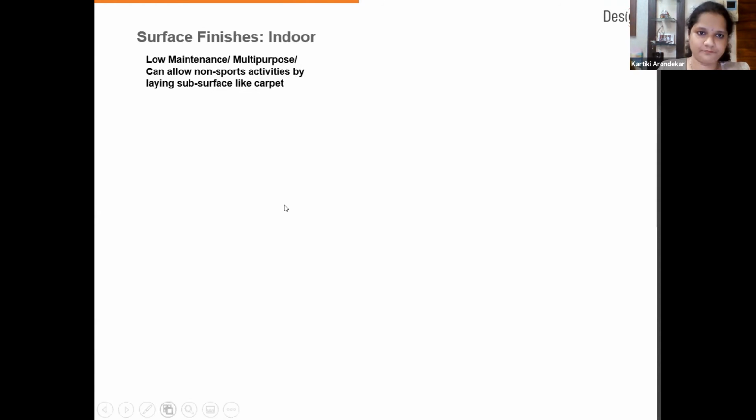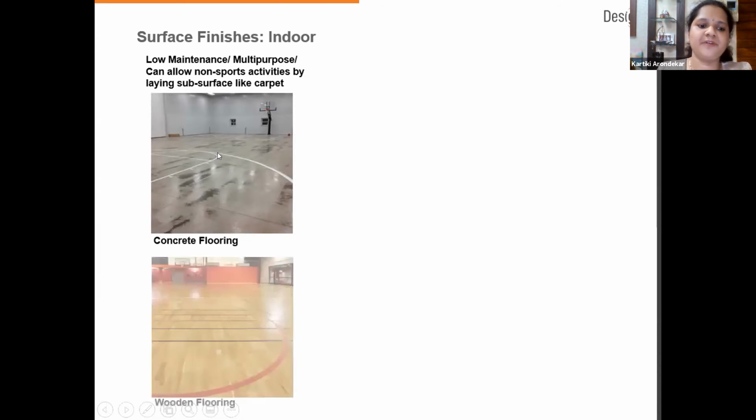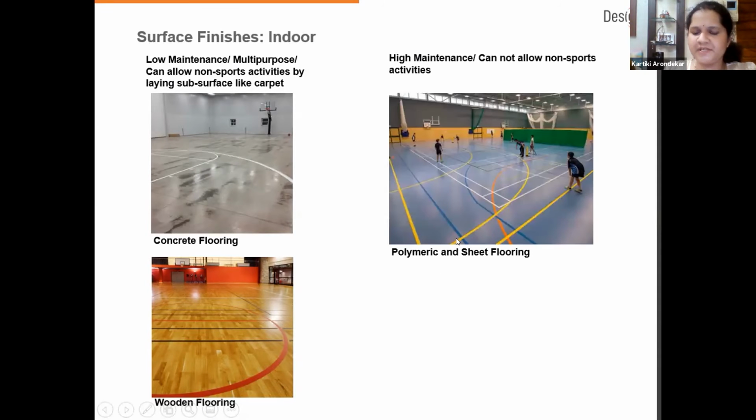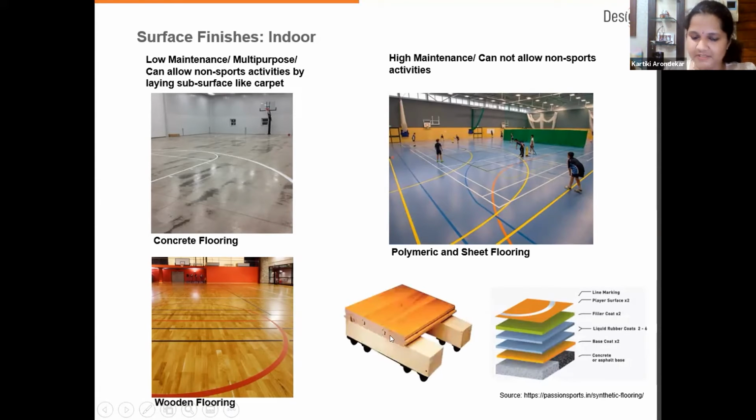So for the indoor arenas you have concrete flooring and wooden flooring. Low maintenance, and they can promote multi-purpose use because you can just lay a layer of carpet and use it for other events like concerts and community gatherings or socio-public events held by political or other community leaders. Whereas high maintenance is what comes with polymeric and sheet flooring, synthetic flooring, which cannot be promoted for multi-purpose use, because if you wear heels and walk on it, it is going to be spoiled. So again, food for thought, like where you promote synthetic flooring and conventional flooring. A basic image explaining the layering and detailing of it.